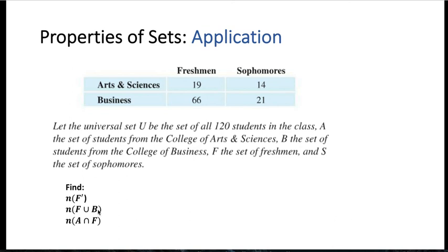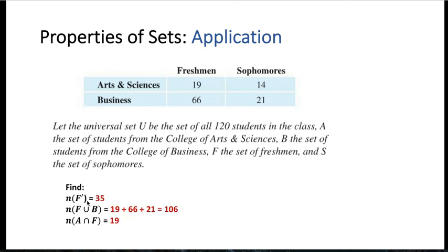The number in F union B, that's written on the last slide, by the way. I'll show you this on the next slide. So F union B is freshman or in business. And A intersection F is arts and sciences and freshmen. So remember, this is the number that are not freshmen, the number that are freshmen or in business, and the number that are in arts and sciences and freshmen. Okay, let's look at those answers on the next page.